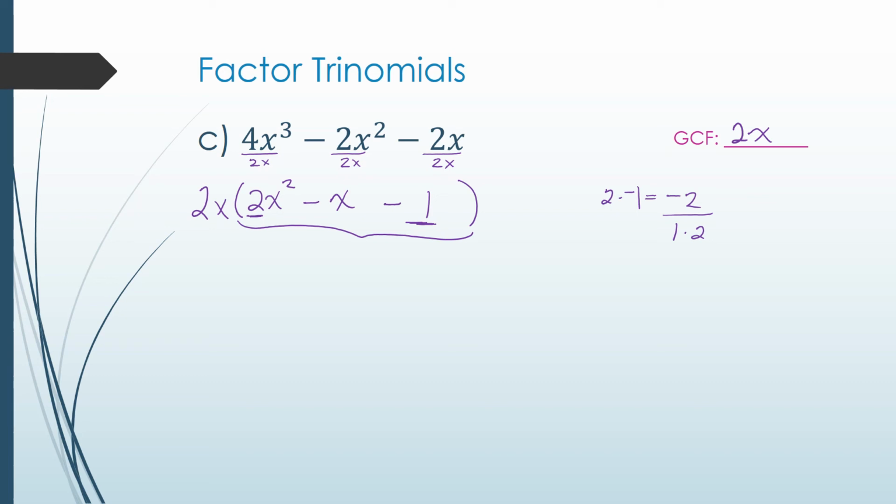Well, we now need to pay attention to this sign. Since this is a negative 2, we need to remember any numbers that multiply to give you a negative is telling you that the signs are going to be different. And if the signs are different, that means you're going to have to subtract to equal your b value. And your b value is the value that's in the middle, which is a negative 1.